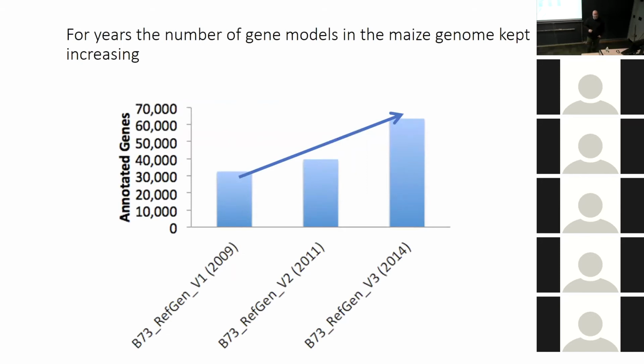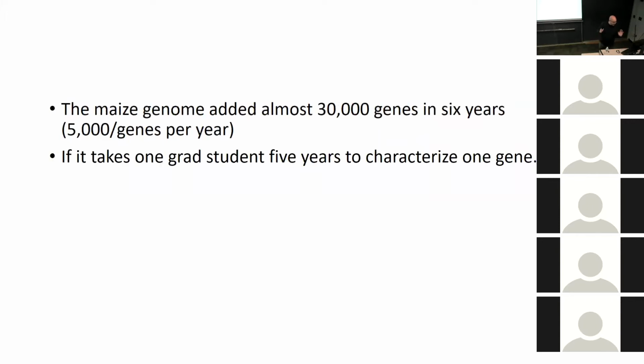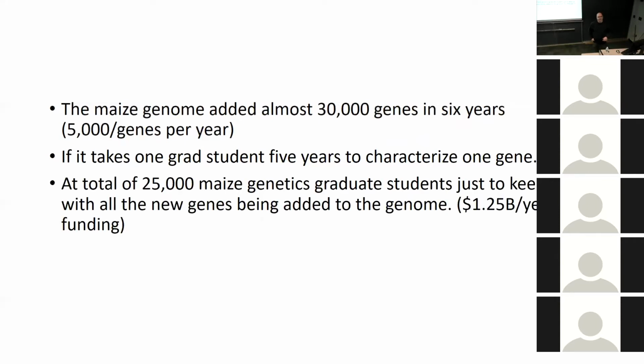There were about 32,000 gene models. Then there was a revision that went up from about 32,000 to about 40,000. Another revision, it went up to about 60,000. So about the time that I got my own lab, we were adding about 5,000 genes to the genome every year. Now, if it takes one grad student 5 years to characterize one gene, you can see that just for maize, we would need about 25,000 graduate students and about $1.25 billion a year in funding to keep up.